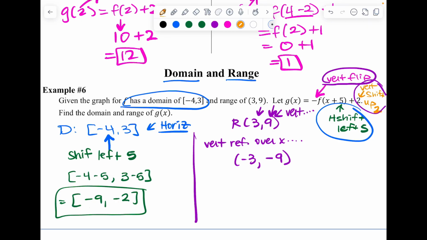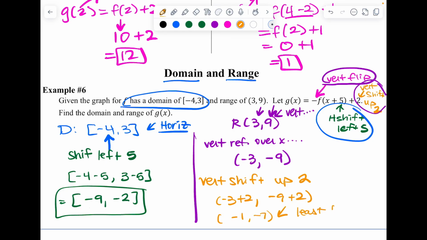Now, if I do a vertical shift up 2, that's like adding 2 to each of these values. So instead of negative 3, I add 2. Instead of negative 9, I add 2 as well. So we end up with a new range from negative 1 to negative 7. But remember, the range always has to go from least to greatest. So because of that flip, we have to switch things around. It goes from negative 7 to negative 1, and there's our new range.